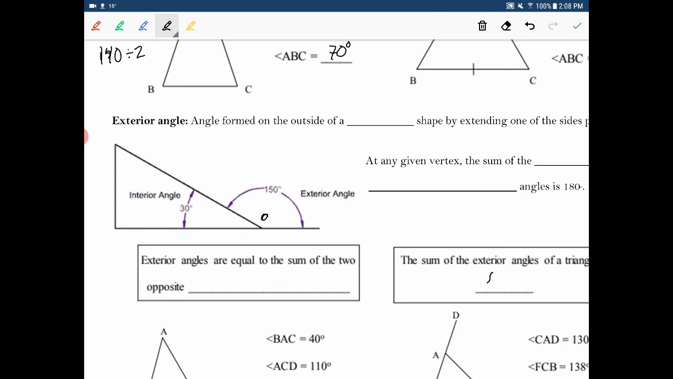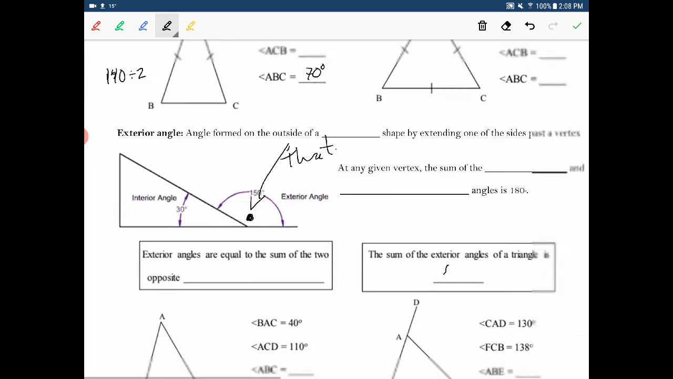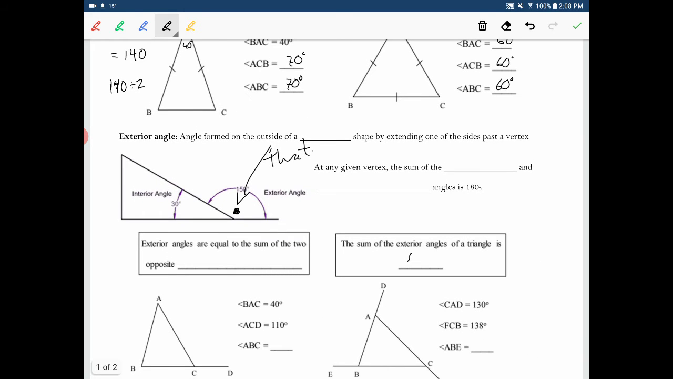It's this angle right here. That's what it is. That's your exterior angle. If that's not a good enough description, I don't know what is. But we do have to extend one of the sides past the vertex. So that's where you get this part of the line right here. All right? On the outside of an angle?